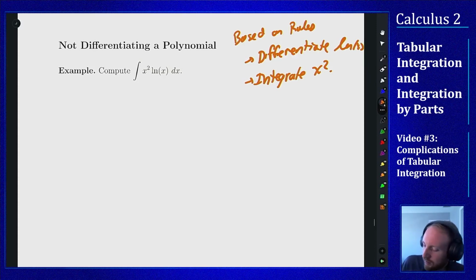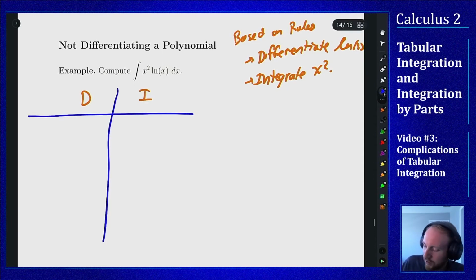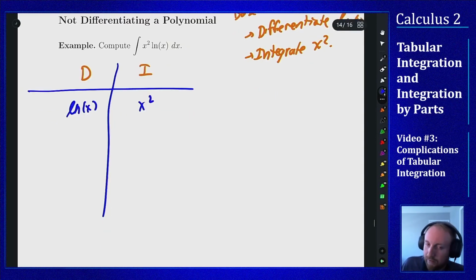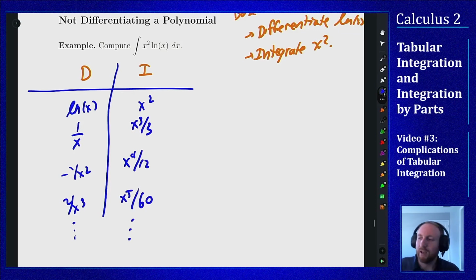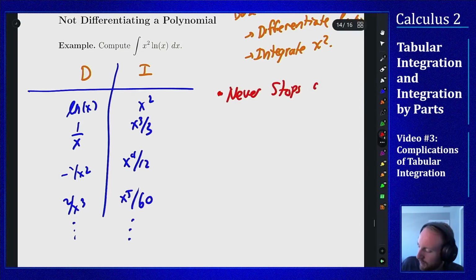The problem here being, if I set this up the way that I should, with differentiating natural log and integrating x squared, again, neither process stops. The derivative of ln is 1 over x, so x to the minus 1. I can keep going here, and then 1 over x squared, or x to the minus 3, and so on. And we're integrating x squared, that's going to just go up and up and up forever. So again, a process that never stops.